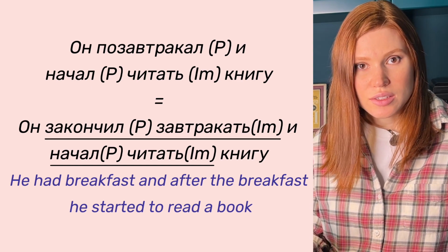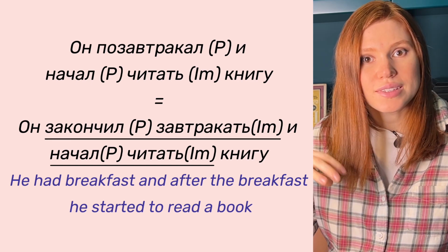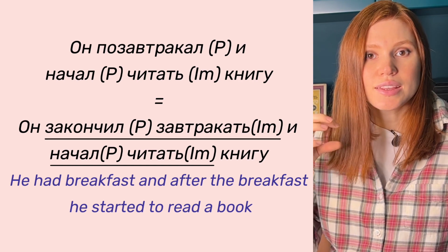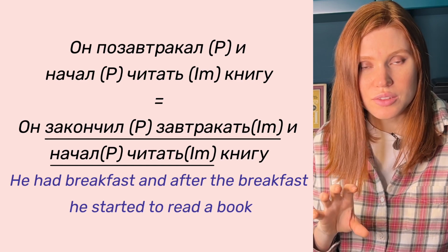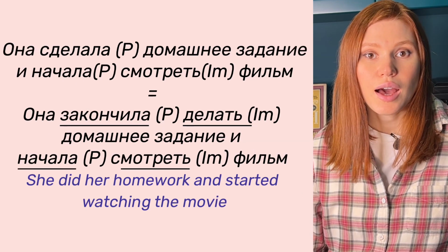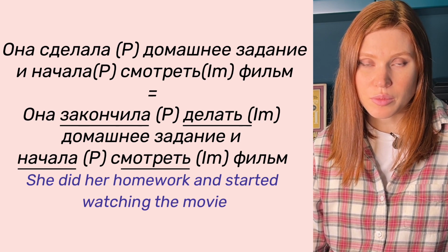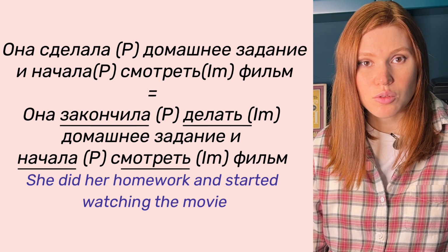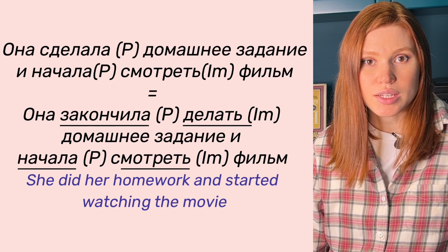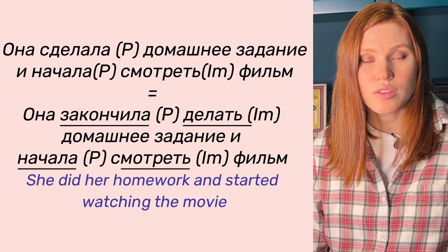Начал читать. So when we talk about this start of action, or закончил завтракать. So закончил and начал, it's perfective, and завтракать, читать, it's imperfective. Она сделала домашнее задание и начала смотреть фильм. Or она закончила делать домашнее задание и начала смотреть фильм. She did her homework and started watching the movie.